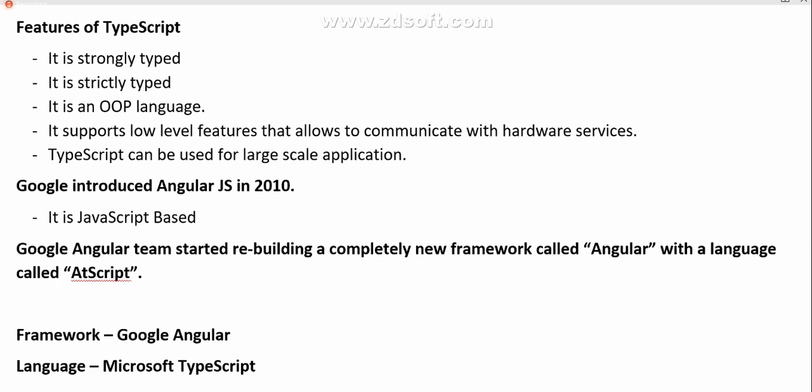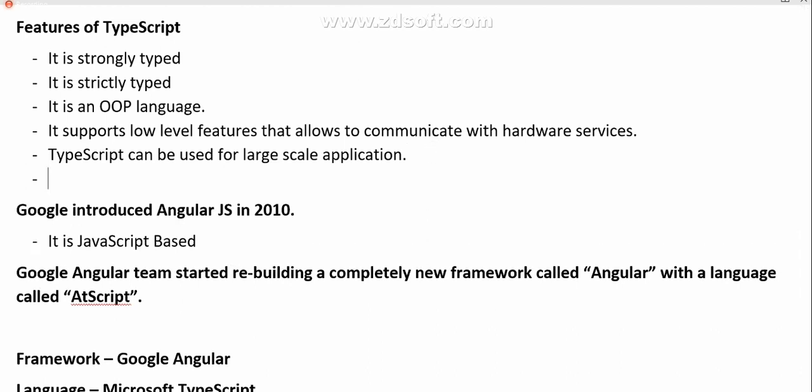So how does this TypeScript actually work? One of the great advantages in the features, one more important thing you should know, is that TypeScript is built with TypeScript. That means every language is built with a low-level language actually. For example, you have Java.